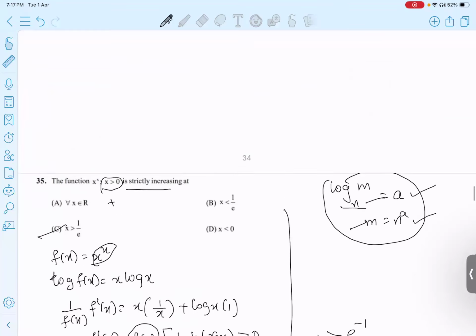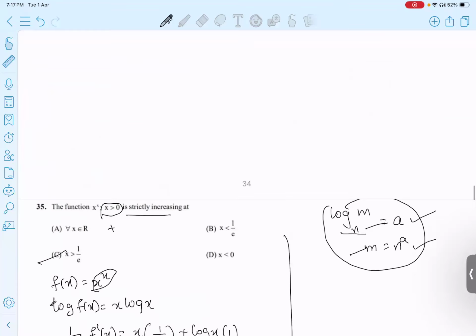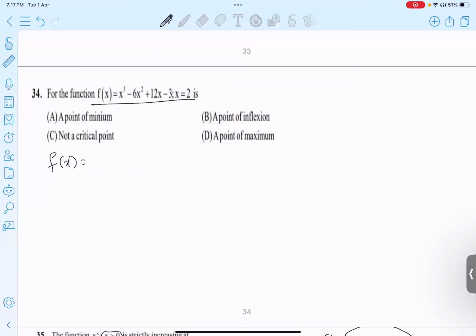Now moving on to the next question. They have given f of x as a cubic equation, and they have given a point x is equal to 2. Now we have to verify whether at this point it is a maxima or a minima, a point of inflection, or a critical point. So what is a point of inflection and a critical point?